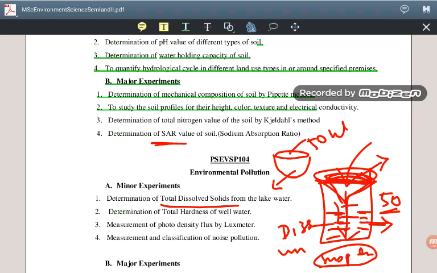So we have to first take out the weight of the china dish, or as we used to say, china dishes. So we have to first weigh it. The first weight will be considered as 56.5 grams. And later we have to add 50 ml of this filtrate, and then we have to heat it.